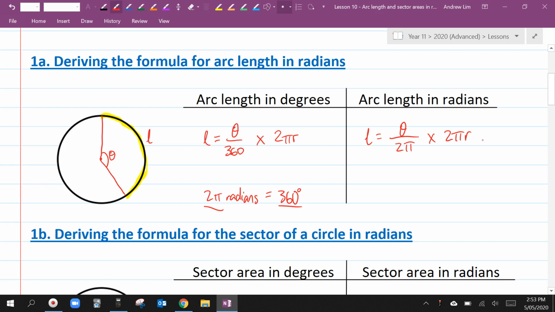What you'll notice here is, if we were to write this as a fraction over 1, the 2s cancel each other out, the pi's cancel each other out, and we're left with theta times r. So the formula that we will use, I like to write it as L is equal to r theta, because that just rolls off the tongue better. So if we want to find the arc length of a circle or of a sector, we use L is equal to r times theta, with theta in radians. If you're given a question in degrees, you need to convert it into radians.